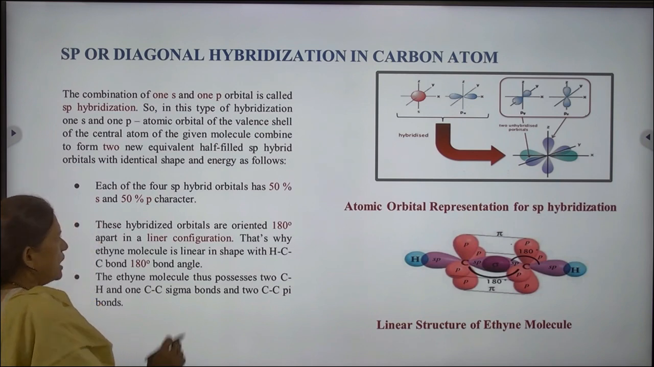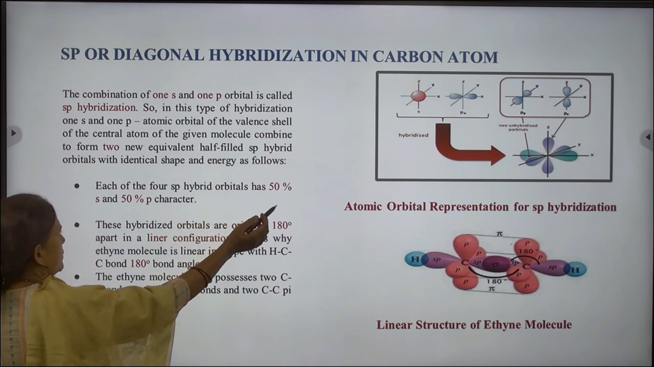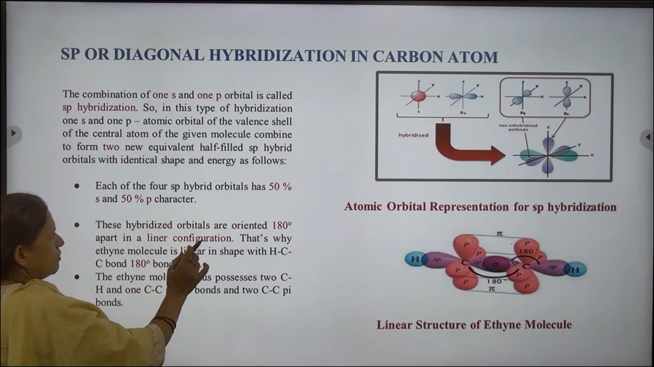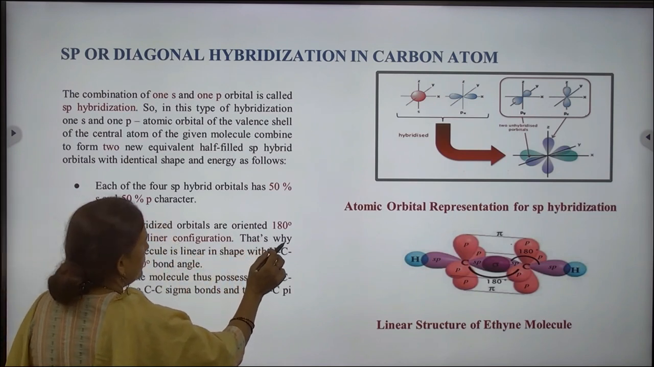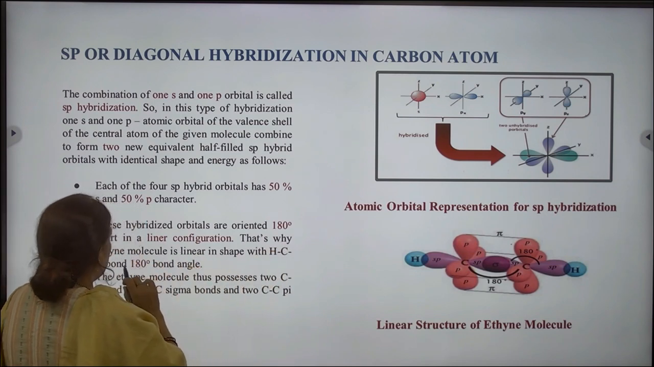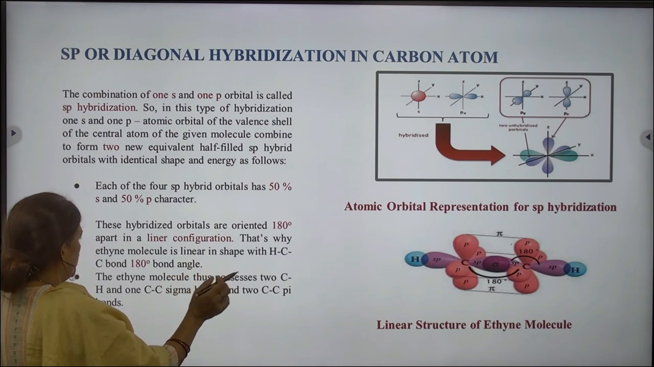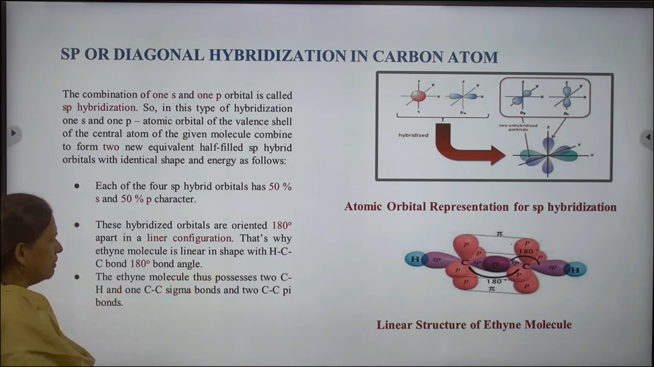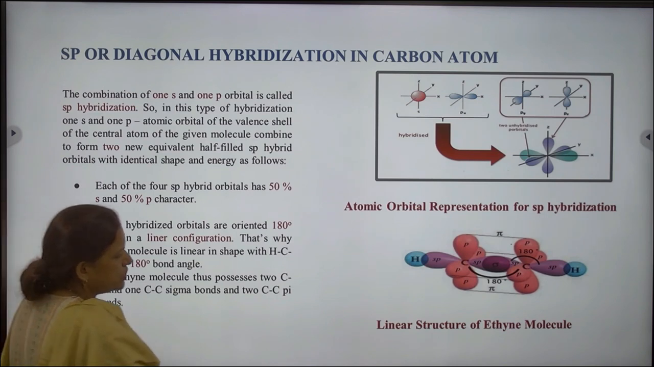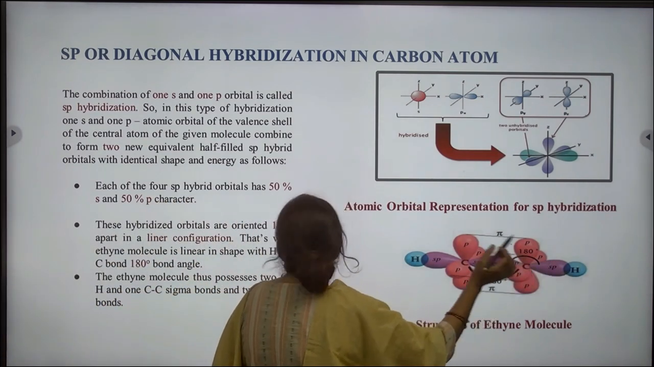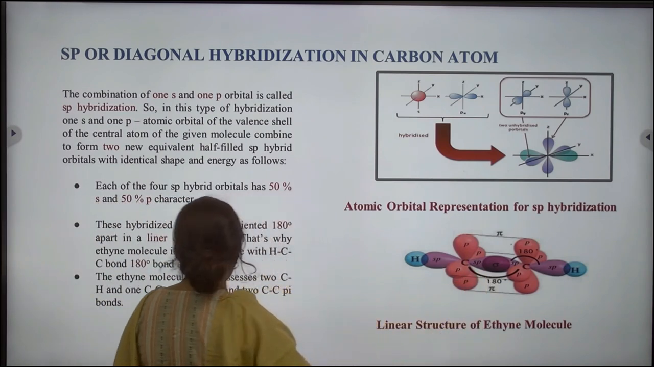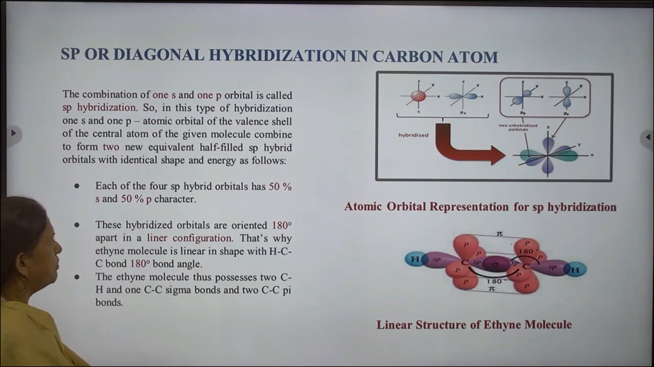Each of the sp hybrid orbitals has 50% s character and 50% p character. These hybridized orbitals are oriented 180 degrees apart in a linear configuration. That's why ethyne molecule is linear in shape with bond angle 180 degrees. The ethyne molecule thus possesses two carbon-hydrogen and one carbon-carbon sigma bonds and two carbon-carbon pi bonds.